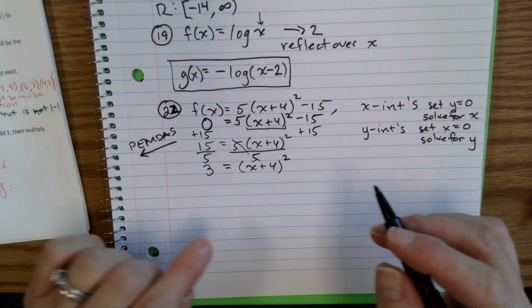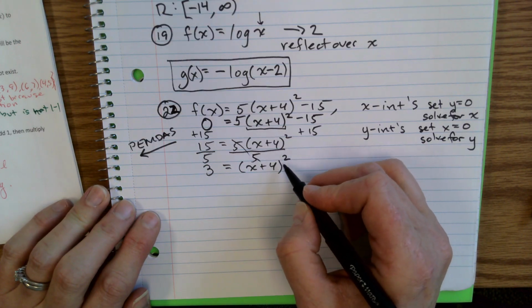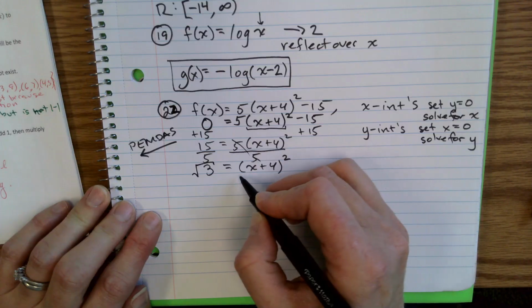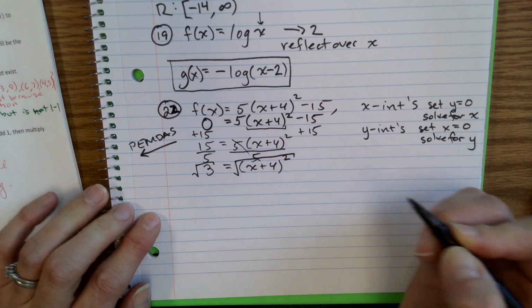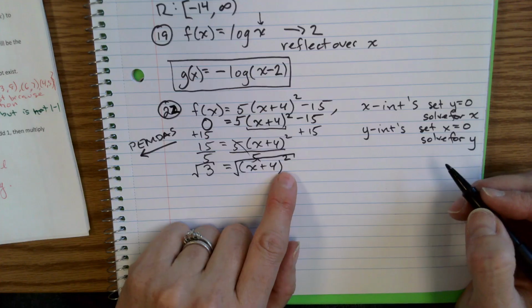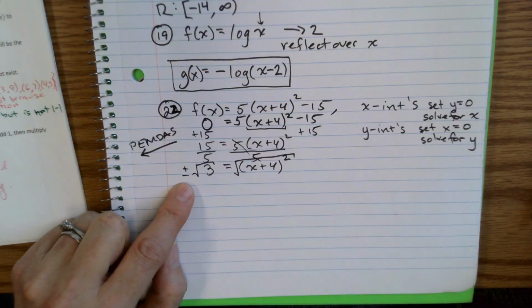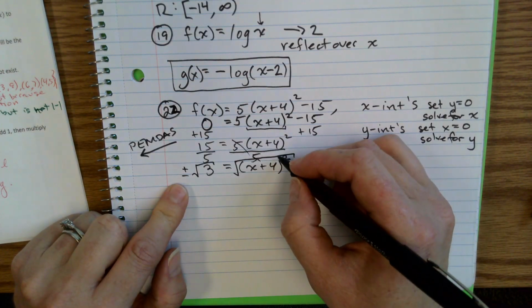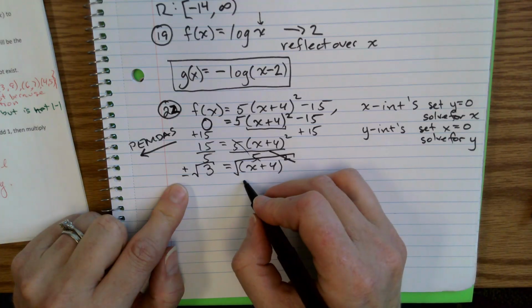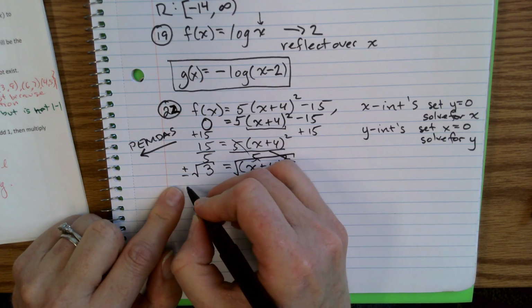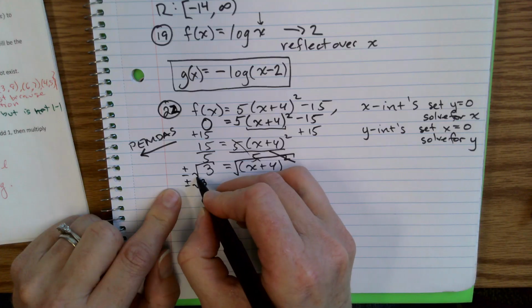How do you undo an exponent? You take a root. How do you undo a square? You take a square root. To undo a cube, you take a cube root. But when you're doing squares or 4th or 6th degree, even degree exponents, you need to put a plus or minus sign in front of your square root. Here the square and the square root cancel, so we have x plus 4 equals plus or minus the square root of 3.